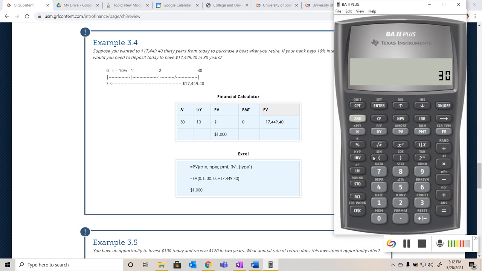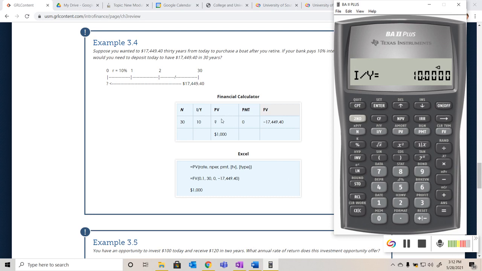N is 30, so I'm going to type in 30 and press the N key to store it. The interest rate is 10, and that's the I/Y key. It's expecting a percentage. So instead of converting it to 0.1 as a decimal, which we have to do in the formulas, we type in actually 10 for 10%, and then press the I/Y key to store it.